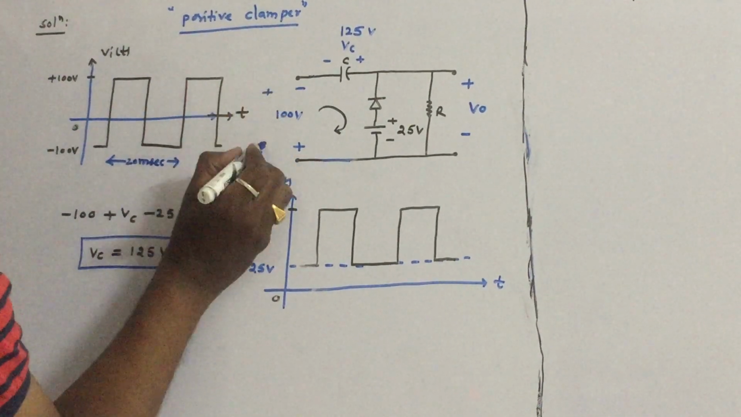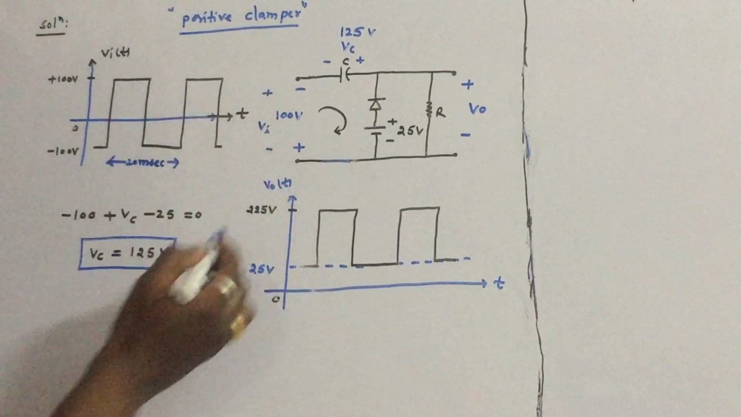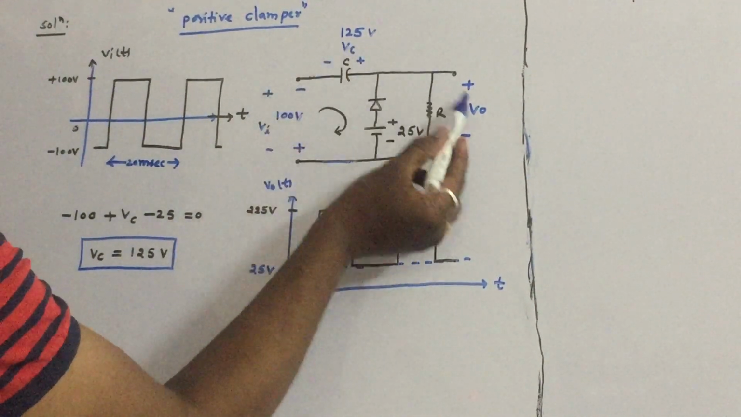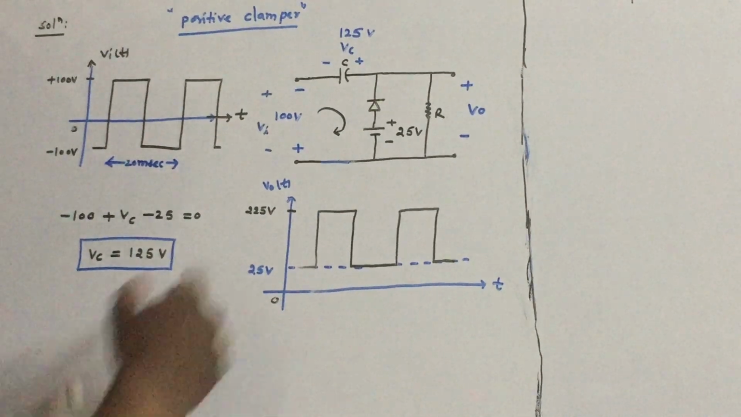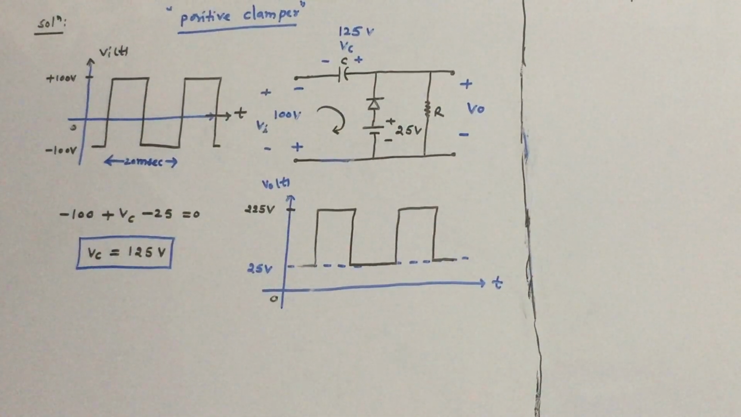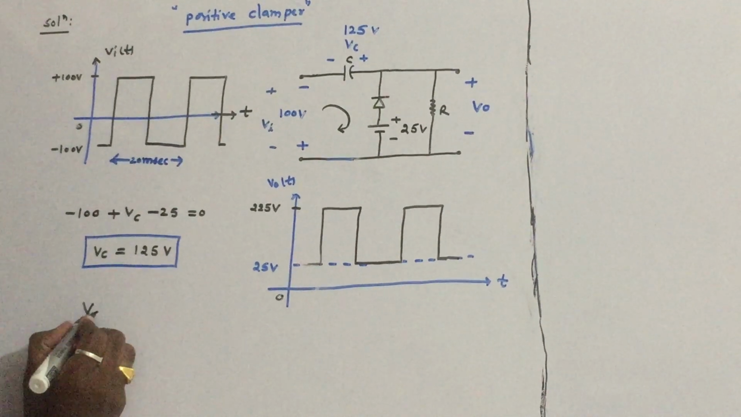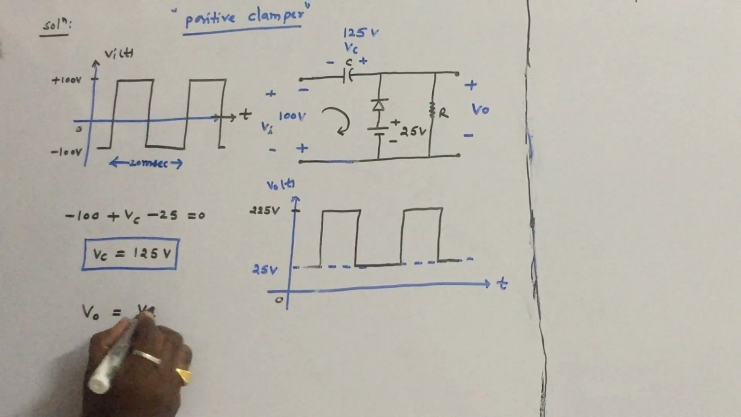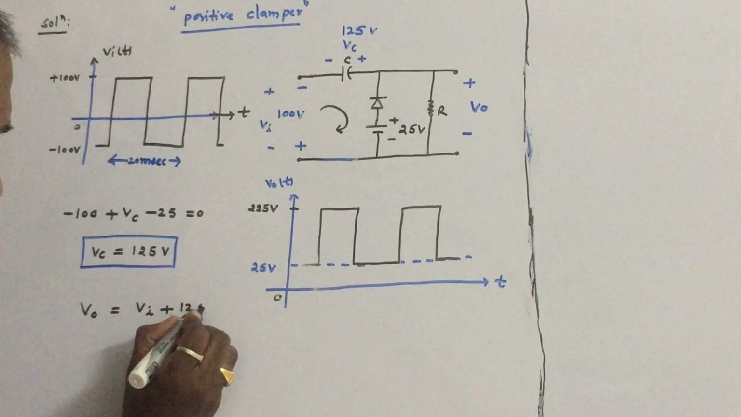Now let us take Vi as the input. So what is the output voltage? Applying KVL, Vi plus 125 is equal to V0. That is what we write here. So V0 is equal to Vi plus 125.